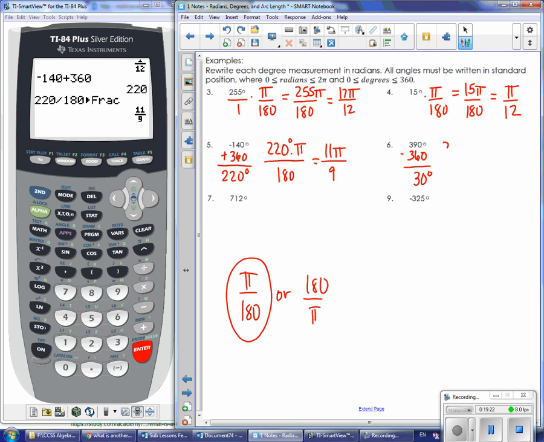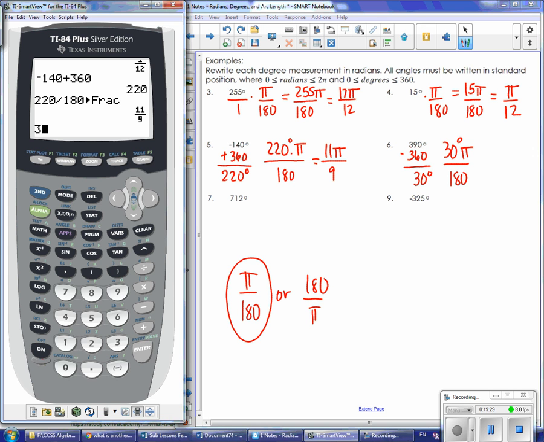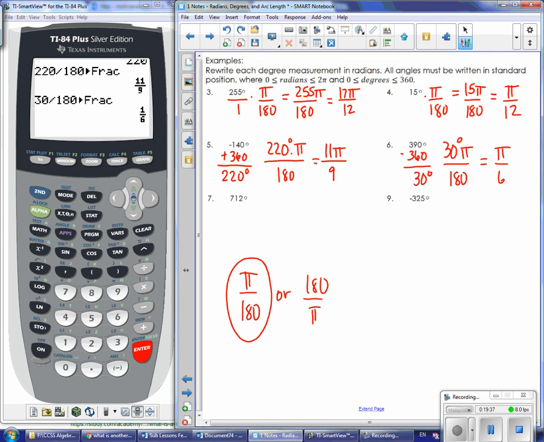And again, if I'm trying to change that into radians, I'm going to multiply by pi over 180. And so I'm going to simplify 30 divided by 180, change it to a fraction, and I get 1/6. So this is equivalent to pi over 6.